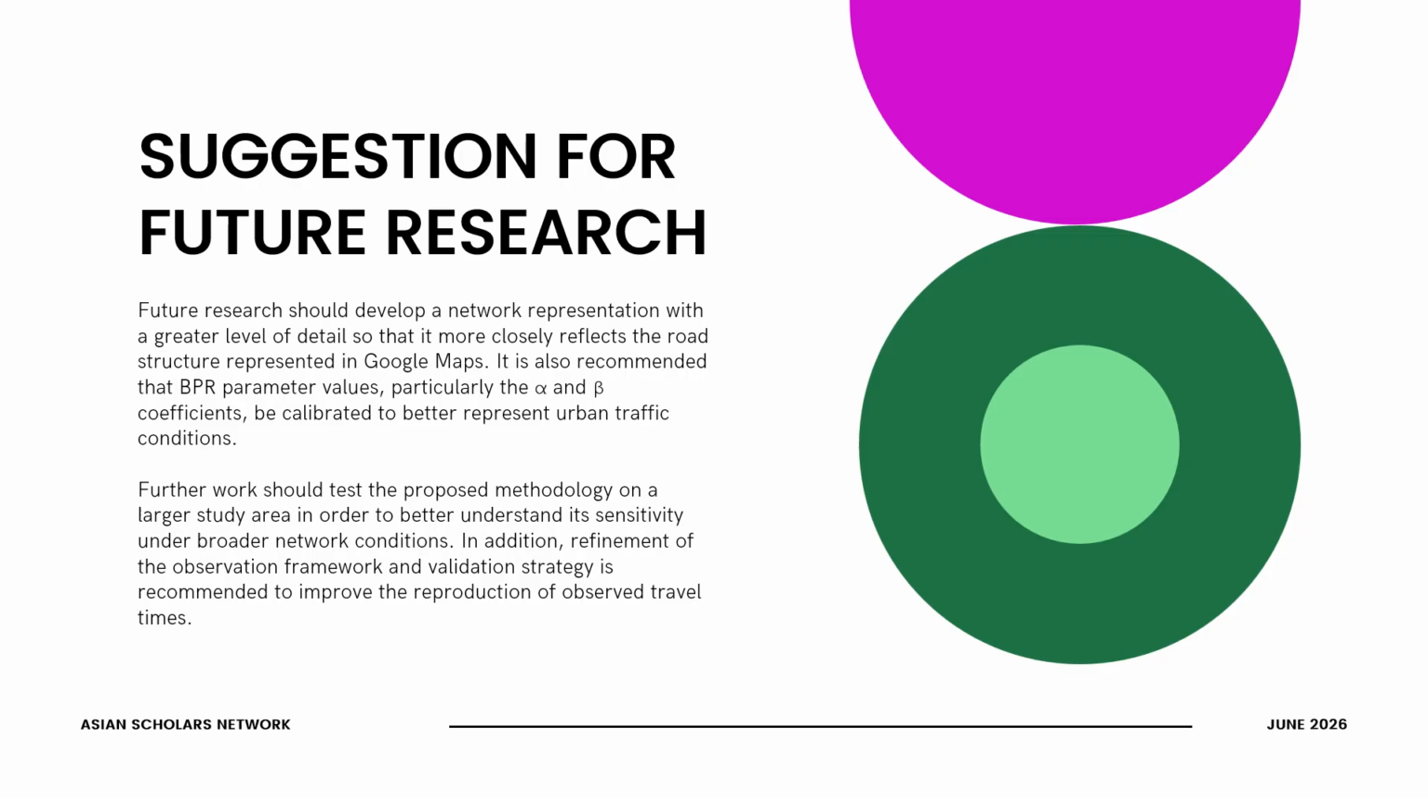For future research, three improvements are recommended. First, the network representation should be developed with a greater level of detail, so that it more closely reflects the road structure represented in Google Maps. Second, the BPR parameter values, especially alpha and beta, should be calibrated to better represent urban traffic conditions. And last, the proposed methodology should be tested on a larger study area, together with further refinement of the observation framework and validation strategy, in order to better understand the method's sensitivity under broader network conditions.